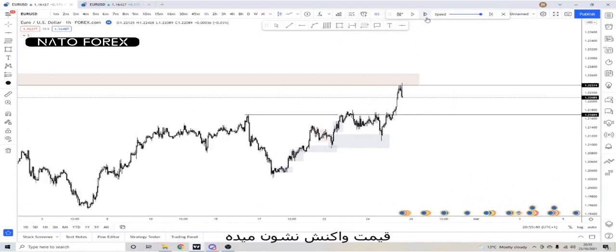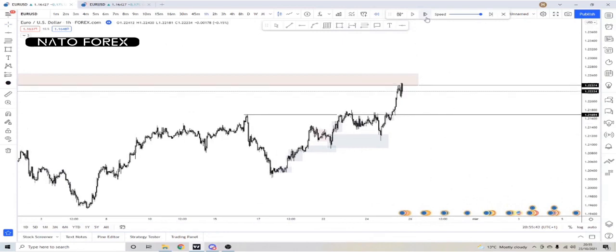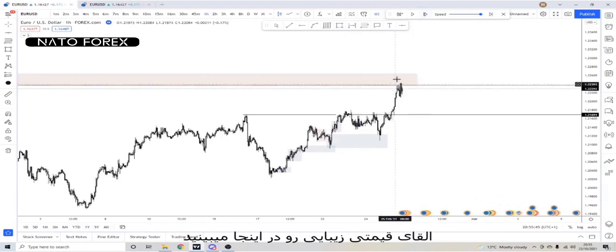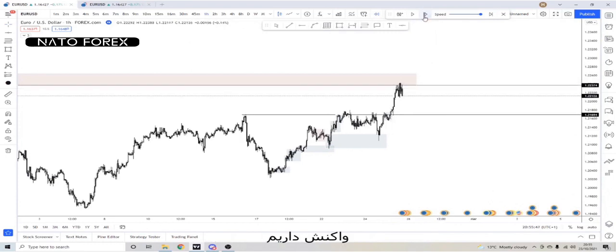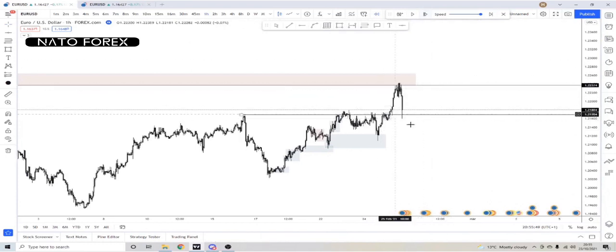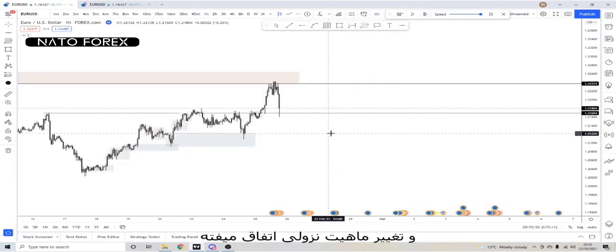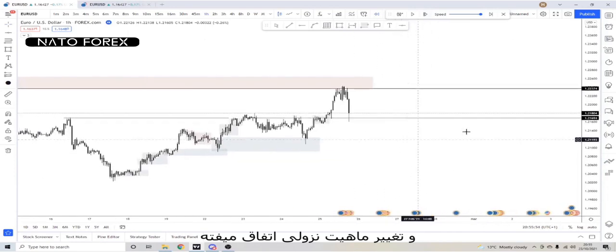We get the reaction. Okay, nice bit of inducement there. Reaction. And we get the change of character back bearish.